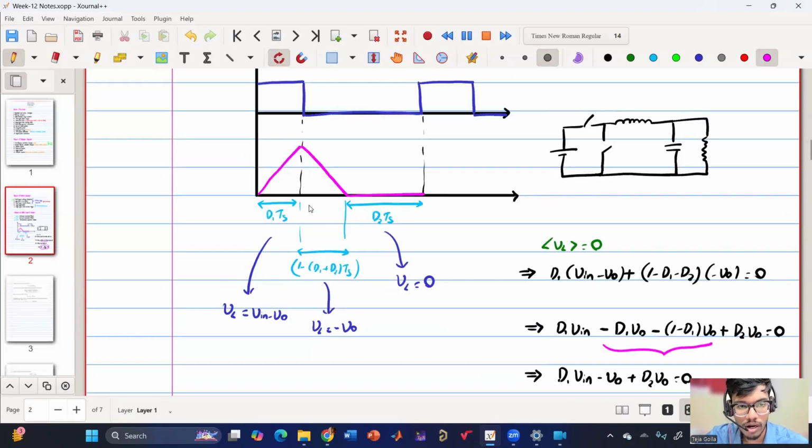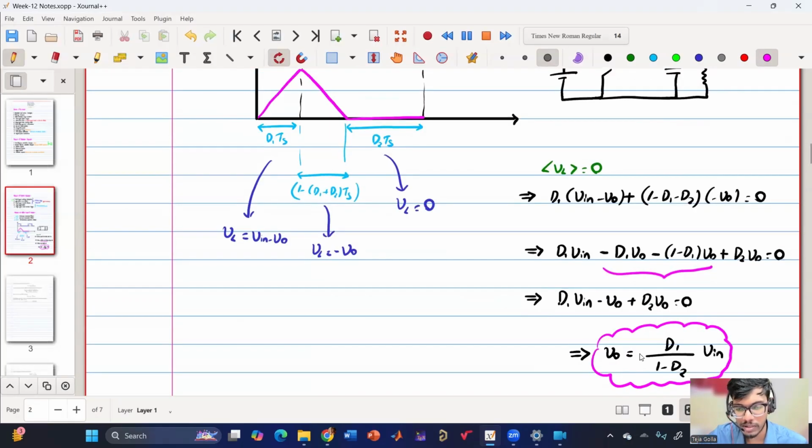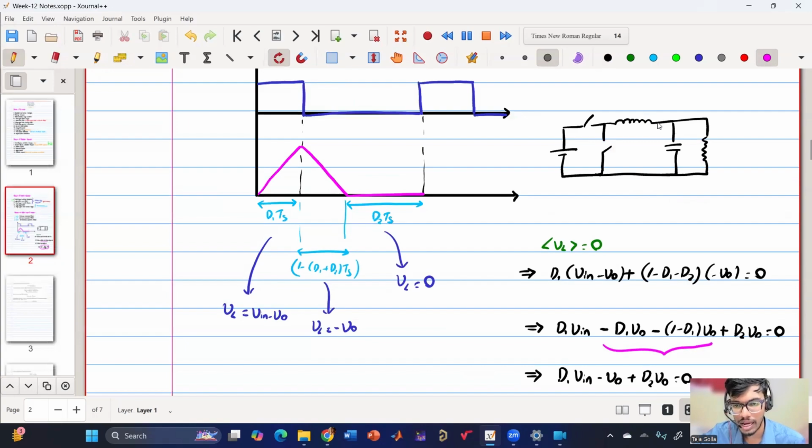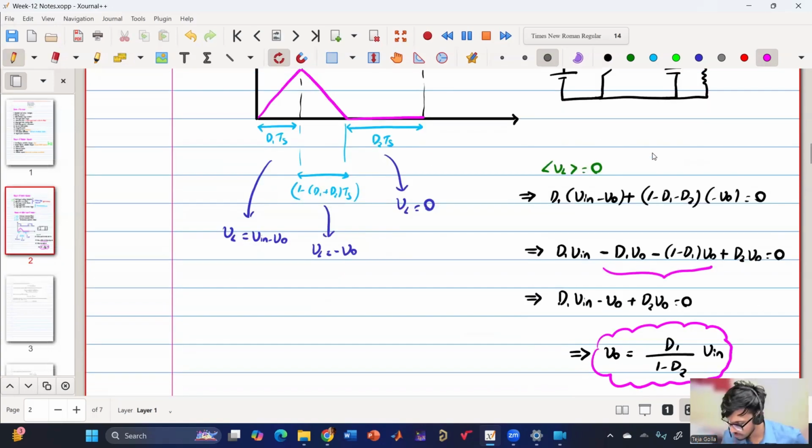So now we have gotten this expression: V0 is D1 by 1 minus D2 into V. Another thing that we know is that the average inductor current IL is equal to the output current, right? So the average inductor current IL is equal to I0 because IC is 0. So we'll get V0 by R. The average inductor current is V0 by R.